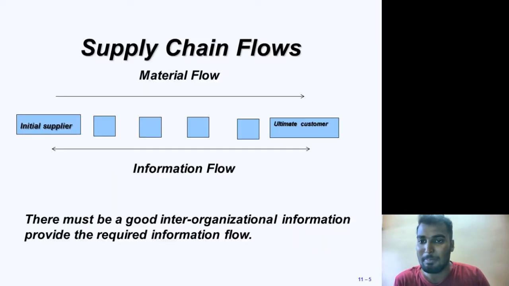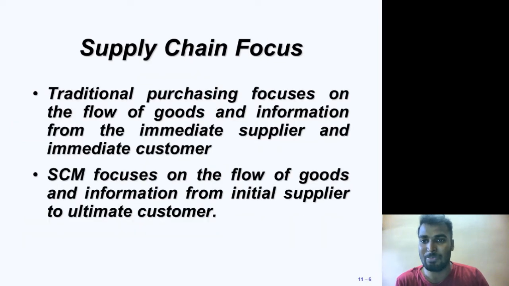Some of the material flow and information flow which has to happen in this supply chain is as follows. The initial supplier and the ultimate supplier have to have a to-and-fro information flow as well as material flow. There must be good inter-organizational information passage, and the flow of information has to be from the initial supplier to the ultimate customer.